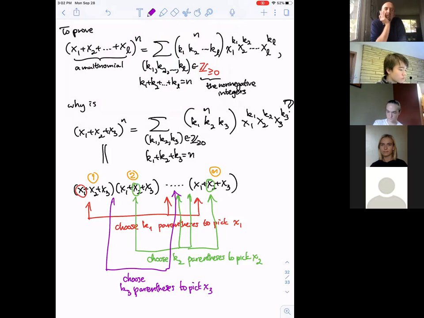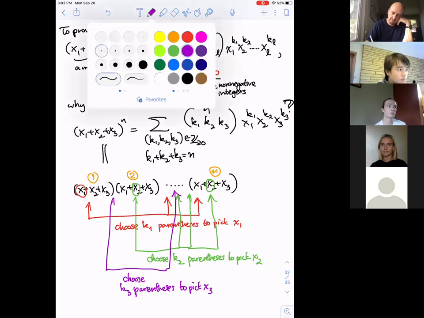And so what you're doing is you read from each parenthesis, which is it going to be? Am I taking an x1 or an x2 or an x3? You're reading off a word like x2, x2, x1, x3, x2, x1, x3. And that word is going to contribute to this particular monomial if and only if the letter x1 appears k1 times in the word, the letter x2 appears k2 times in the word, and the letter x3 appears k3 times in the word, right?